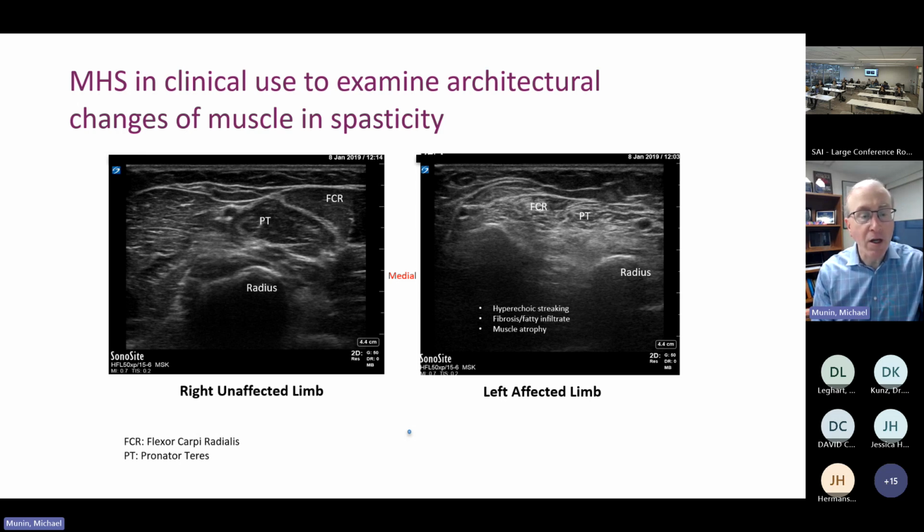And now if we look on the other side, here you see hyperechoic streaking, fibrosis, and fatty infiltrate within these two muscles, muscle atrophy. And these are, the pronator teres is probably a modified Heckman 4, and the FCR probably a 3 transitioning to a 4. And so these muscles are clearly abnormal. And if you were going to inject them with botulinum toxin, you may wonder, is the toxin going to be as receptive as it would be, for example, if the muscles look like the normal side on the right side? And so, again, this is something we use and you can use every day in the clinical setting.